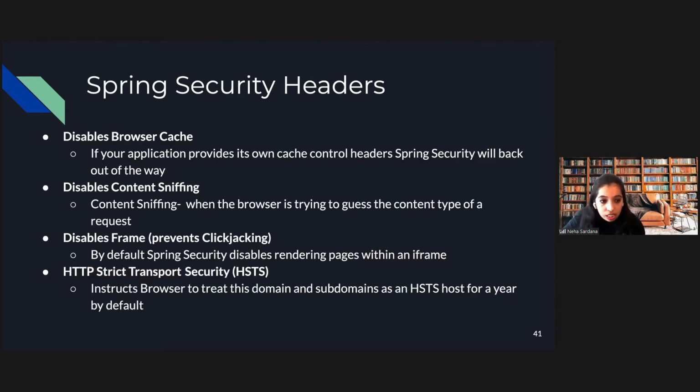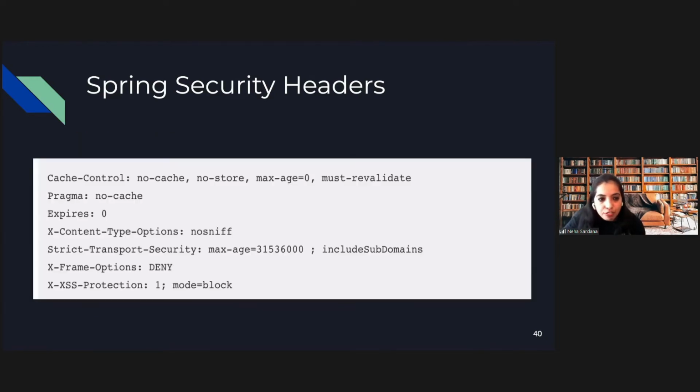The most important one is the next one, disable frames. It prevents clickjacking. By default, Spring Security disables rendering pages within iframes. Iframes are invisible frames. So you're accessing your application and you don't know what you are clicking on, because it is an invisible frame. You don't want to click on something you don't know, or enter your credentials somewhere, because it's not visible.